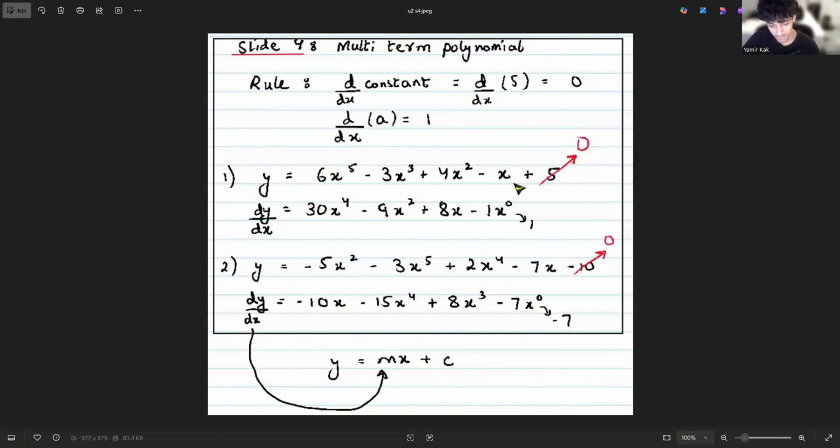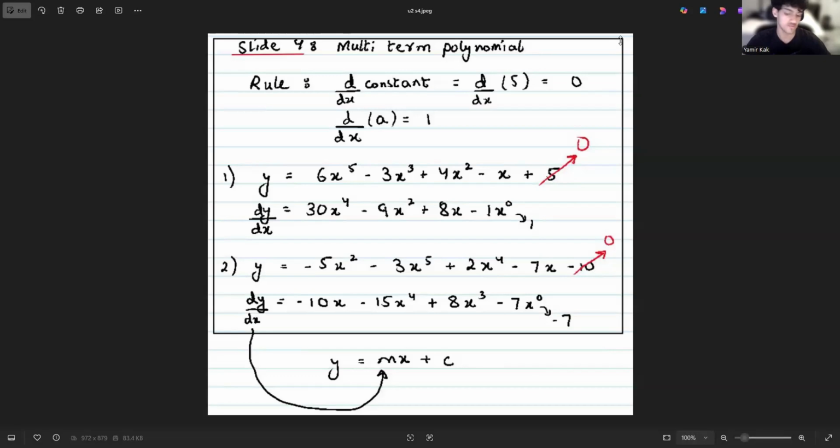Now we just add up the derivatives of each term: 30x^4 minus 9x squared plus 8x minus 1 plus 0. The final derivative is the same thing, we just take out the 0, and this is our full derivative. We don't have to write x to the power 0. I just wrote it to make it easier to understand for you guys. And that's that part.